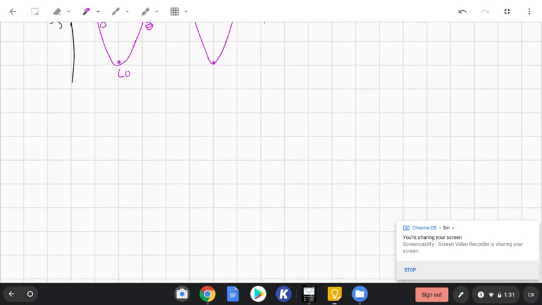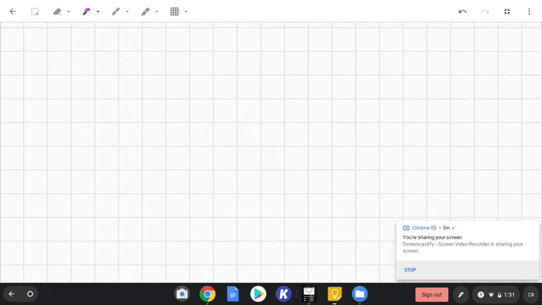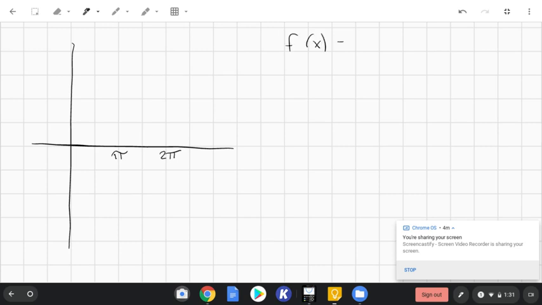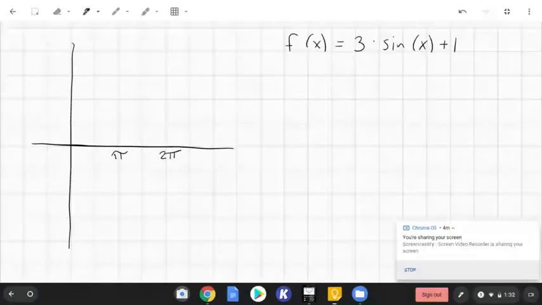Let's do a couple more equations here as we get started. Practice another one. So I'm going to draw in the y-axis again. I'm drawing the x-axis. And we're going to use the same scale. So I'm going to mark the pi and the 2 pi there and get our function in here. This time, f of x is going to equal 3 times the sine of x plus 1.